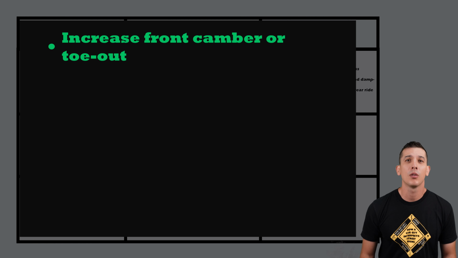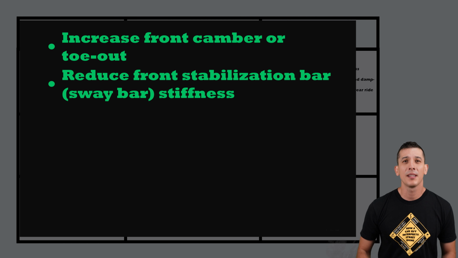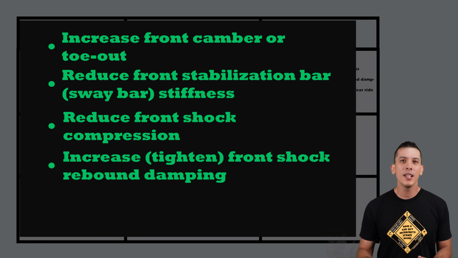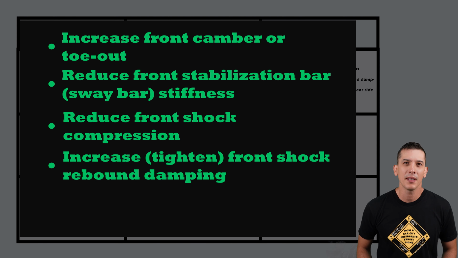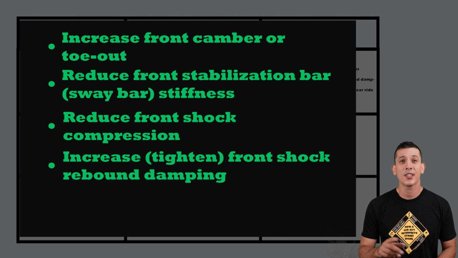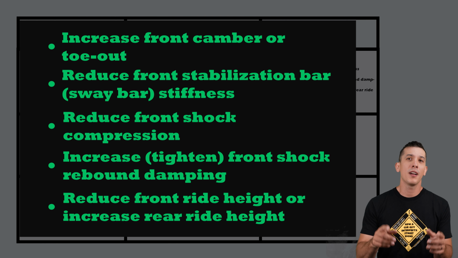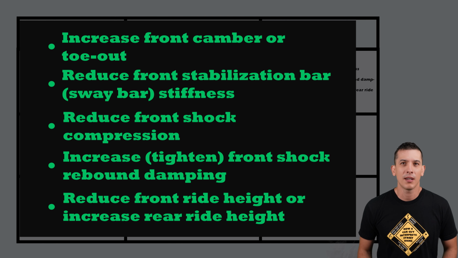Increase front camber or toe out. Reduce front stabilization bar stiffness. Reduce front shock compression. Increase or tighten front shock rebound damping. If you have a two-way adjustable shock and can adjust both compression and rebound, I suggest adjusting compression first. Reduce front ride height or increase rear ride height.